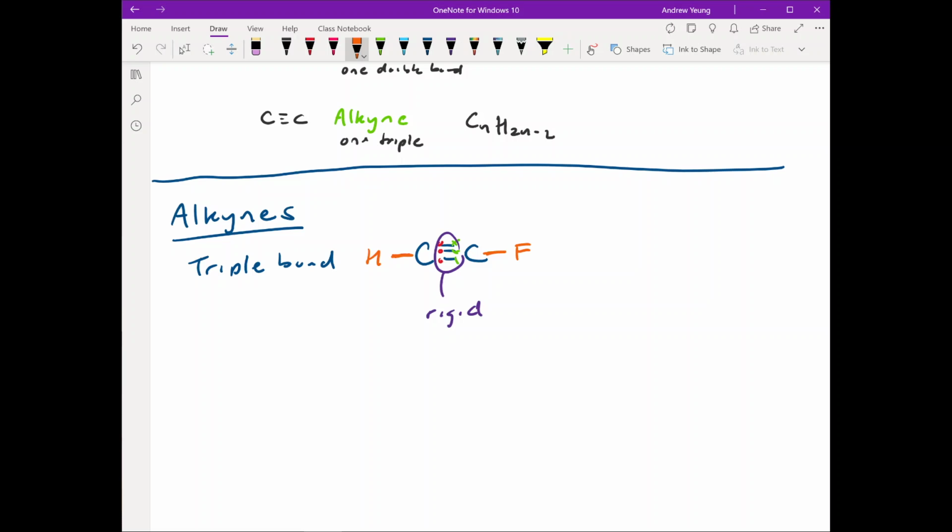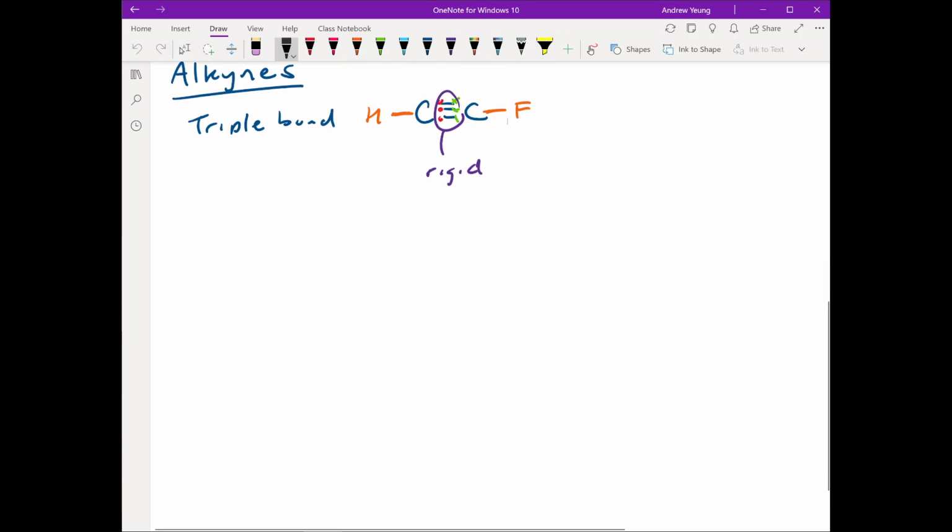Right, let's see if we can practice a little bit of this naming here. We've actually done all the rules already, so we can just jump straight into it. Let's go. Let's do a 6 carbon chain. Let's put on a bromo, maybe an iodo. Sure, let's just do that there.